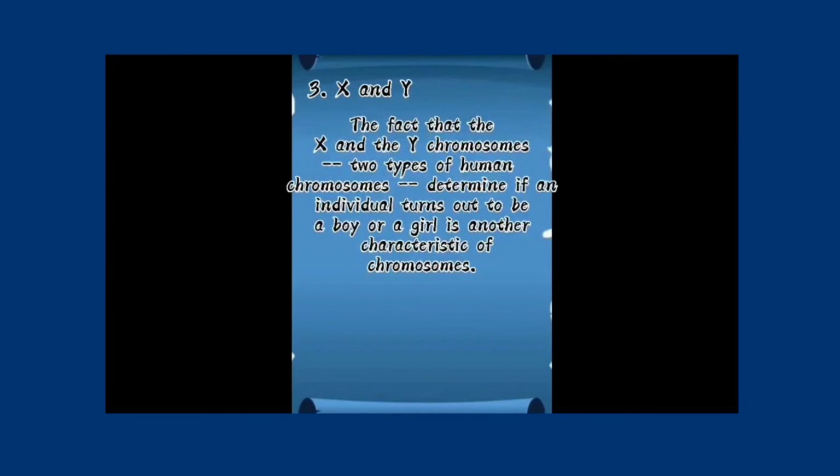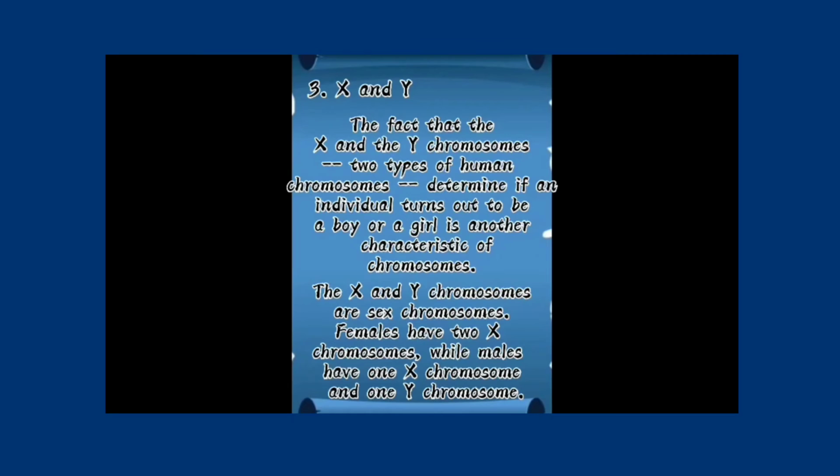The third characteristic of the chromosome is the X and Y. The fact that the X and Y chromosomes, two types of human chromosomes, determine if an individual turns out to be a boy or a girl is another characteristic of chromosomes. The X and Y chromosomes are sex chromosomes. Females have 2 X chromosomes, while males have 1 X chromosome and 1 Y chromosome.